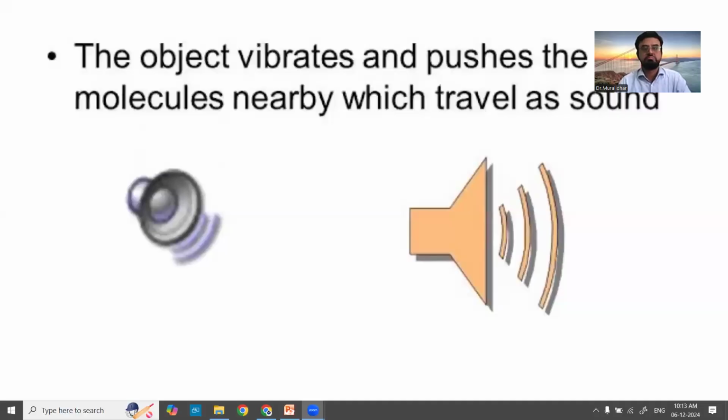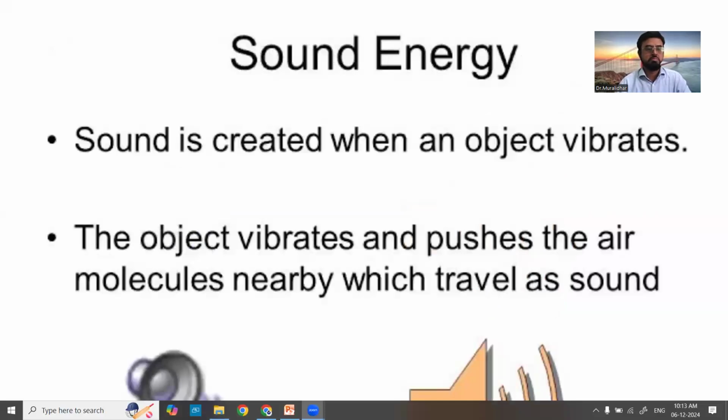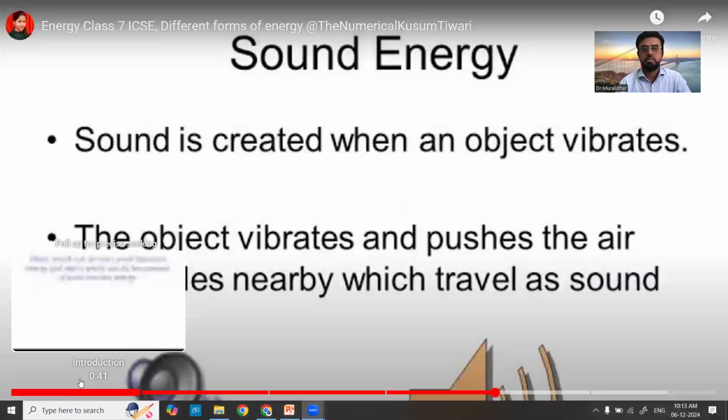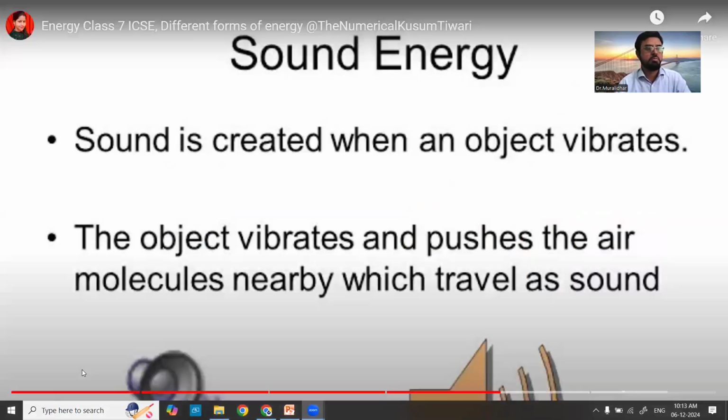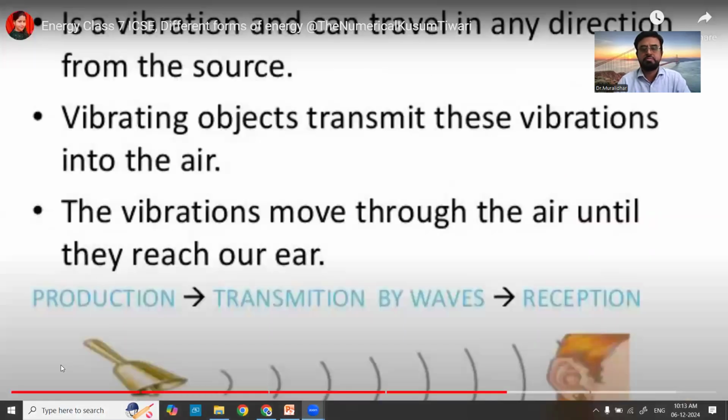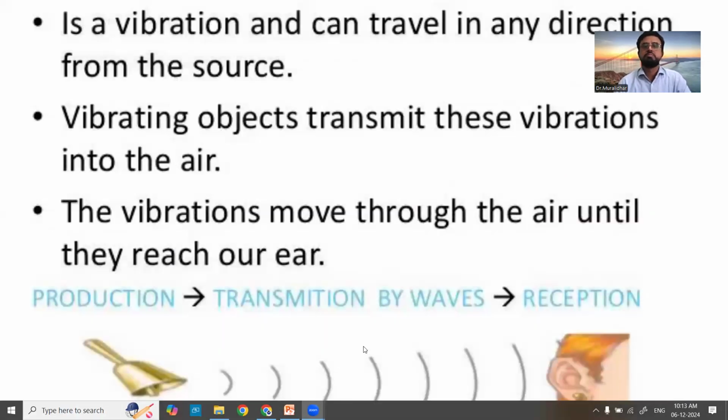Sound energy. Sound is also a kind of energy. We know how sound is produced. Sound is produced when an object vibrates. These vibrations are transmitted by waves that are known as sound waves. These sound waves carry energy, move through the air and come to our ear membrane. The ear membrane also vibrates, and we hear the sound of the object.